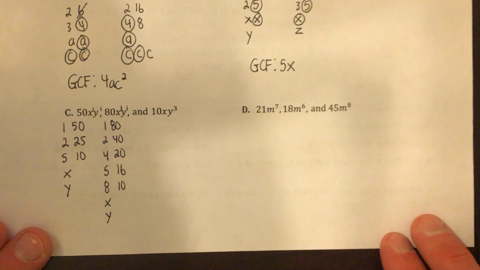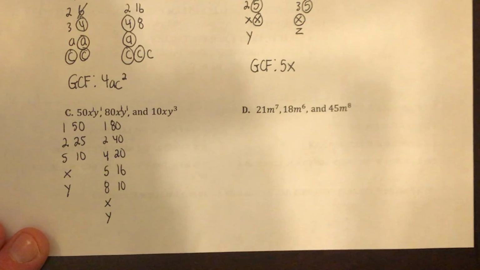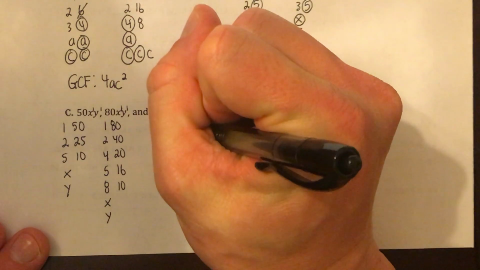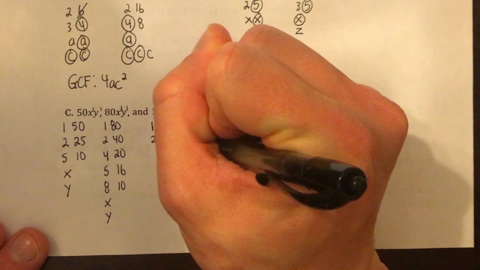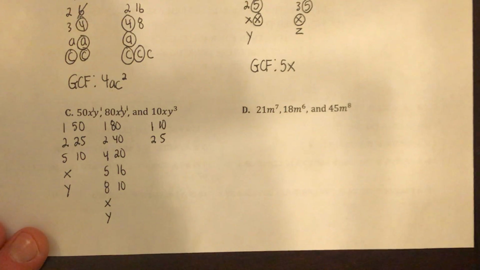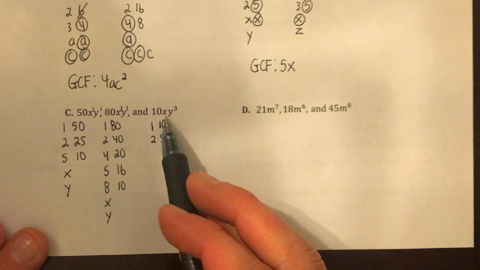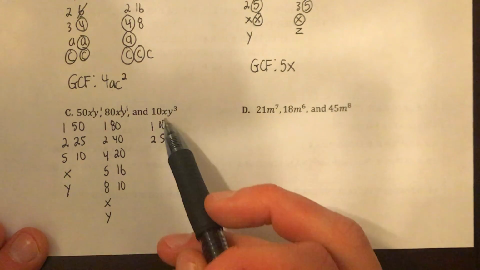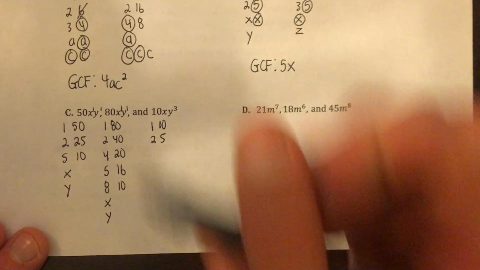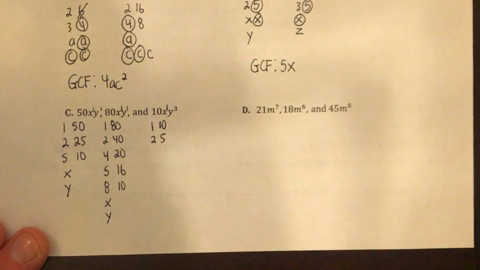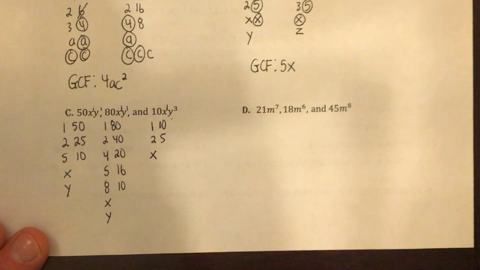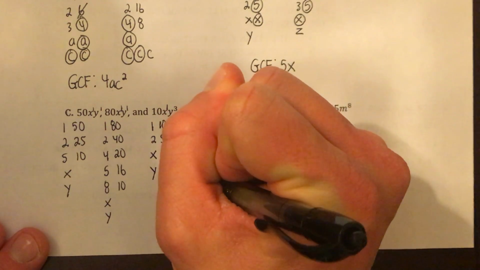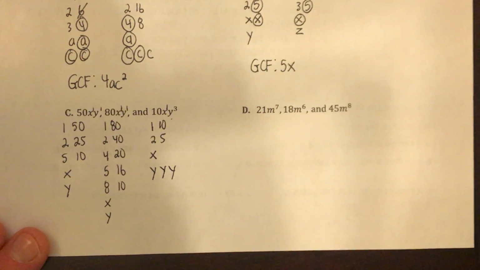So then last one, 10xy to the third. So we'll start with 10. 1 and 10. 2 and 5. 3 doesn't go in. 4 doesn't go in. 5 is already on the list. So then I need to come to my x, y to the third. Well, x, its exponent doesn't show, which really means it has an exponent of 1. So I need 1x here. Now, y has an exponent of 3, so that means I should have 1, 2, 3 y's.